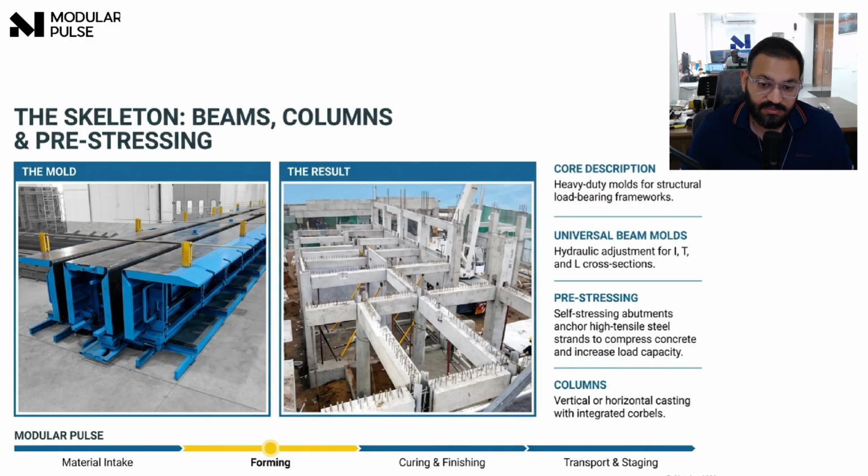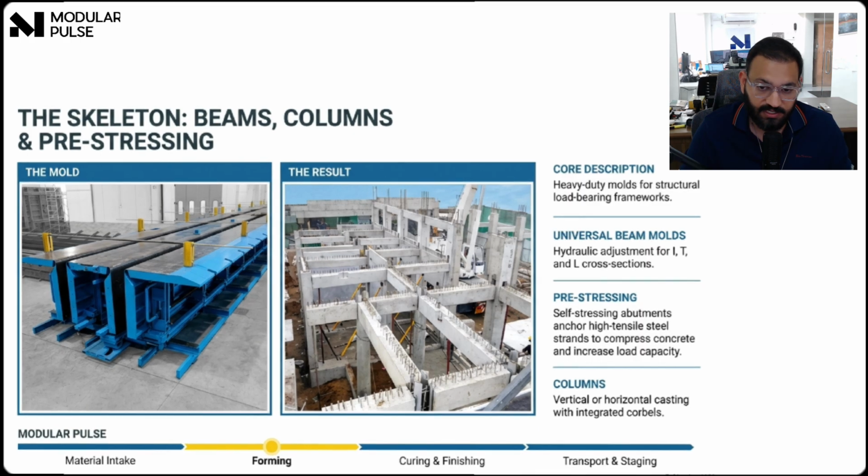This compresses the concrete internally, which allows the beam or slab to carry much higher loads with longer spans and less cracking. Columns can be cast vertically or horizontally, depending on the factory layout and handling systems. The key takeaway here is simple. Precast structural elements are engineered products, not just concrete shapes.